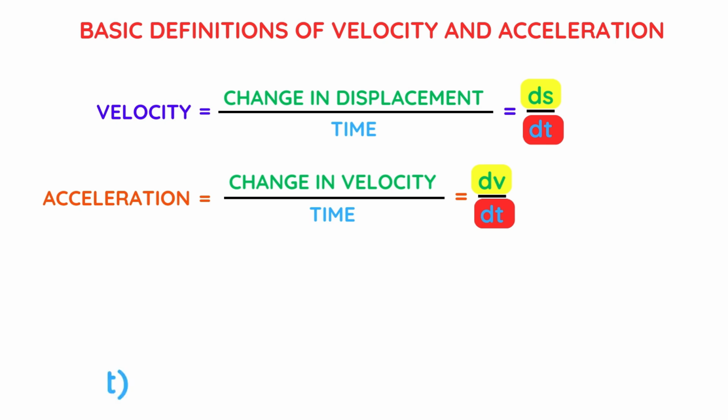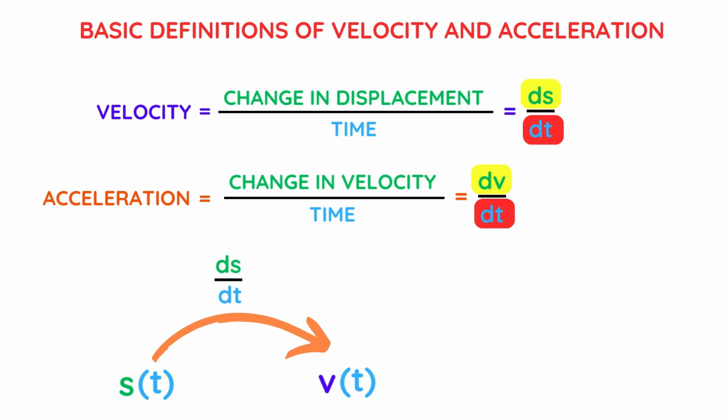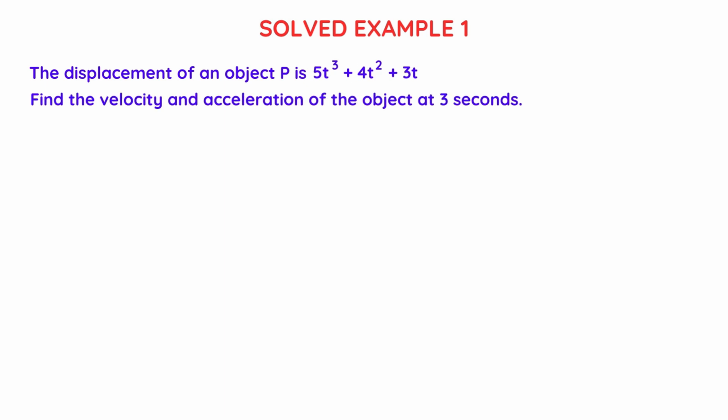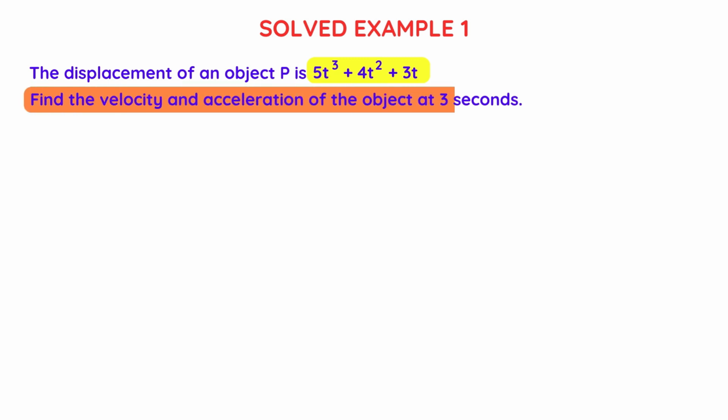This means that if you know displacement as a function of time, you can differentiate it to find velocity. Similarly, if you know velocity as a function of time, you can differentiate it to find acceleration. Let's walk through an example. Now, in this example, we are given displacement as a function of time. Displacement equals 5t cubed plus 4t squared plus 3t. We need to find the velocity and acceleration of the object at t equals 3 seconds.